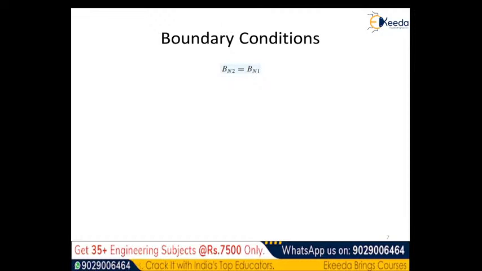So here we have a few formulas. Bn2 is equal to Bn1. It means the normal component of magnetic flux density in region 2 is equal to the normal component of magnetic flux density in region 1. So no change occurs while the field changes from region 1 to region 2. Whereas the normal component of magnetic field intensity in region 2 is described by the normal component of magnetic field intensity in region 1 multiplied by the ratio of mu1 to mu2.